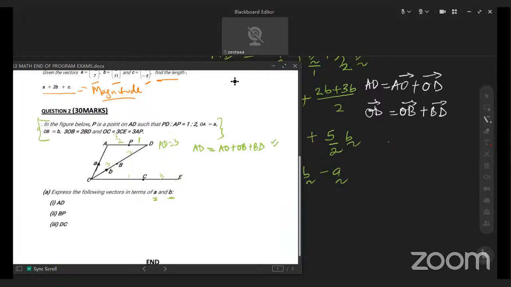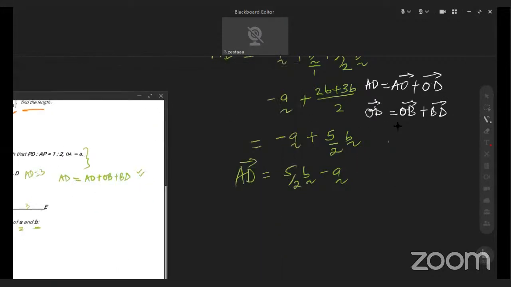So the BD will still come from the other ratio we've been given. We said 3OB is equal to 2BD. We already know that, so divide through by 2. Your BD will be equal to 3 out of 2 OB. But we know our OB is B, so this will be 3 out of 2 B. So we do the backward substitution here again. This will be your BD.